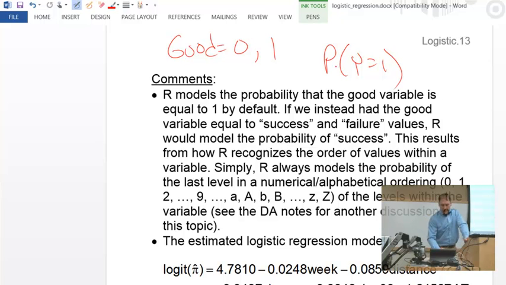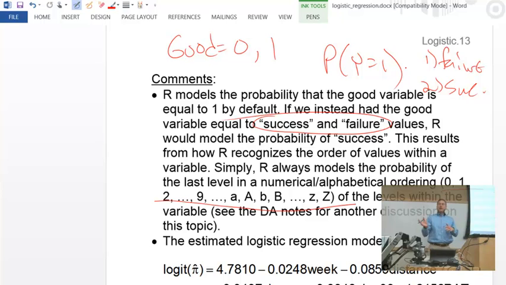But let's say that instead of having the good variable equal to numerical values, suppose it was equal to character values, such as the word success and the word failure. R will still estimate the model. But how do you know whether R is modeling the probability of success or the probability of failure? The way you know corresponds to how we talked earlier in this course about how R takes into account qualitative variables. It always puts everything into a particular order. And so notice that failure, F, comes before the S for success. So the way R is seeing everything is putting failure first and success, let's abbreviate that, second.